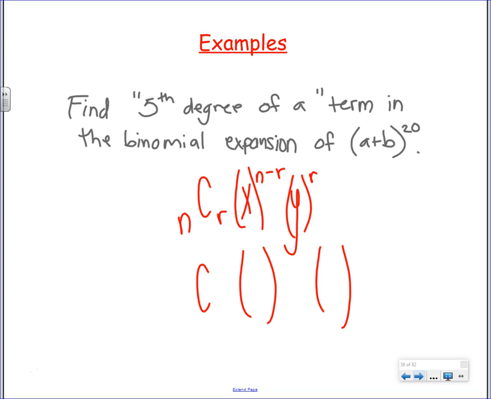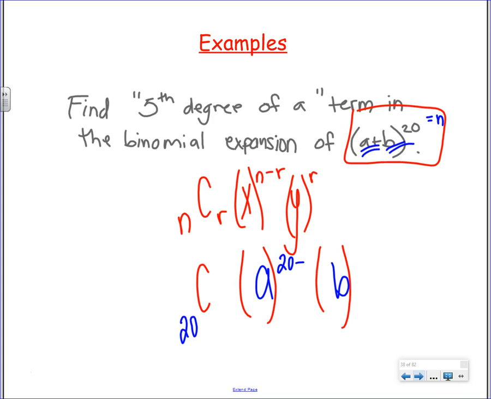Who's the x in this guy? A. So I'm just going to plug in A to the, and who's my y? Easy. Now look at your formula. Who's your n? Good. Because it's a plus b to the, or x plus y to the, look at your formula, to the n. So this is equal to n. So I can put a 20 in that n spot, a 20 in that n spot. So what am I missing to finish this all off?